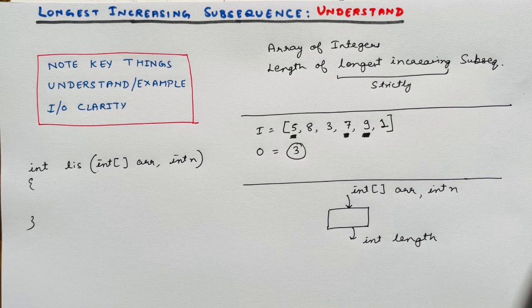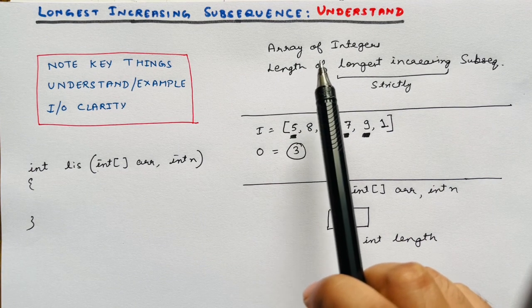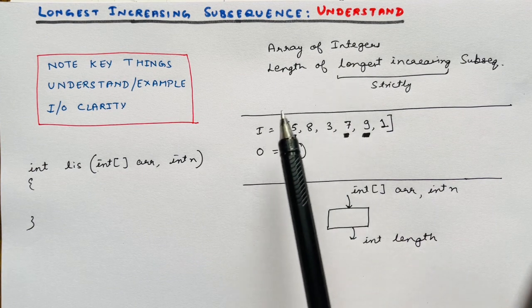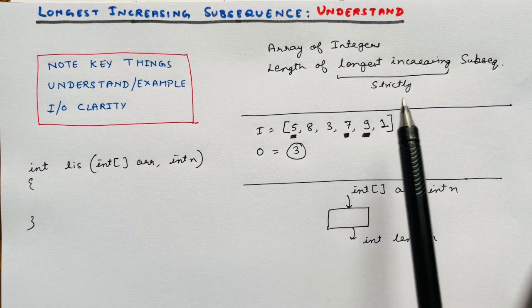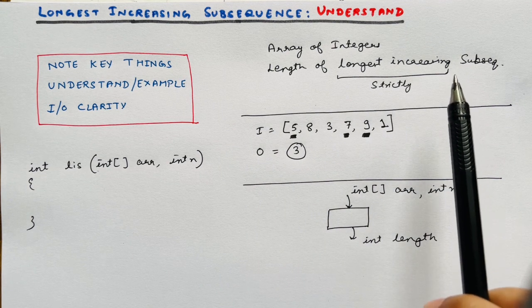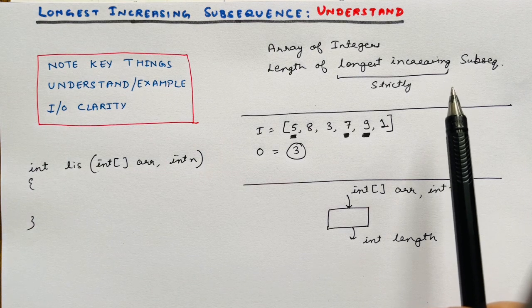To begin with, let us first note down the key things given in the question. We are given an array of integers and we have to return the length of the longest increasing subsequence. What does that mean? Let us understand one by one.